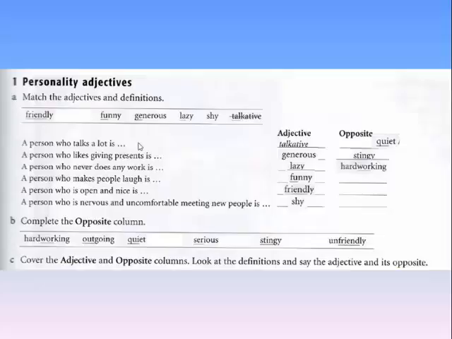A person who doesn't make people laugh is serious. A person who is not open and not nice is definitely unfriendly. And a person who isn't nervous or uncomfortable meeting new people is outgoing.